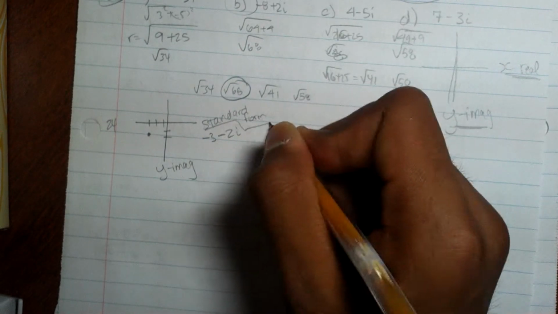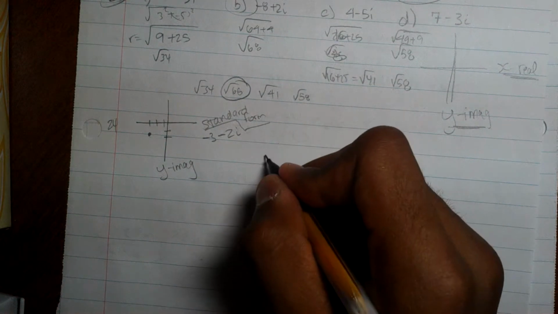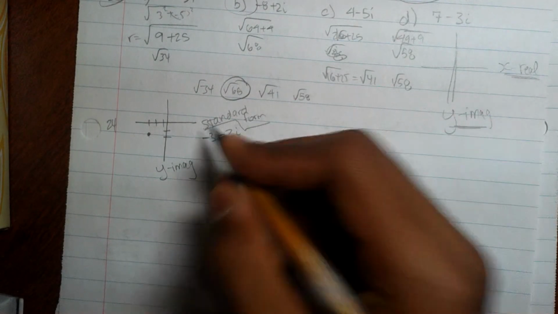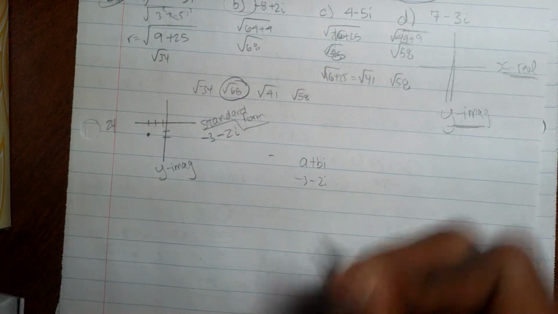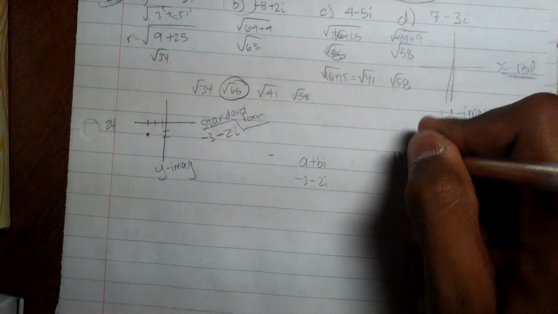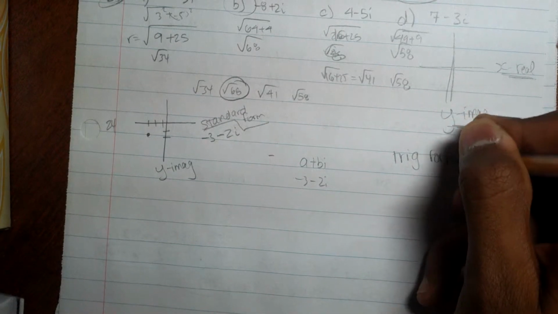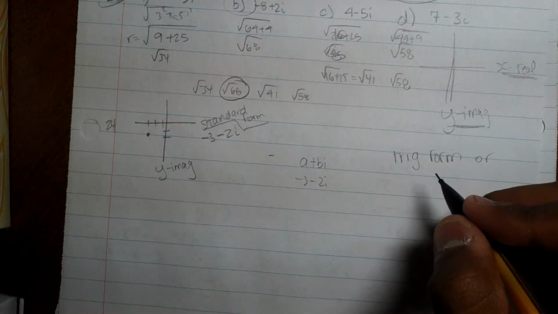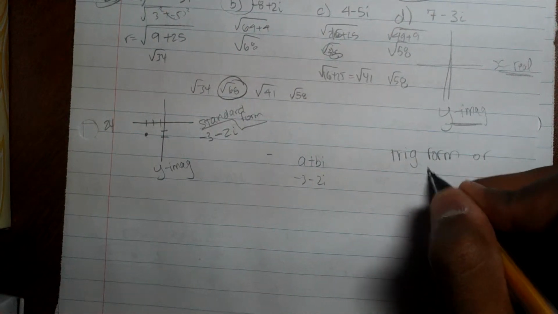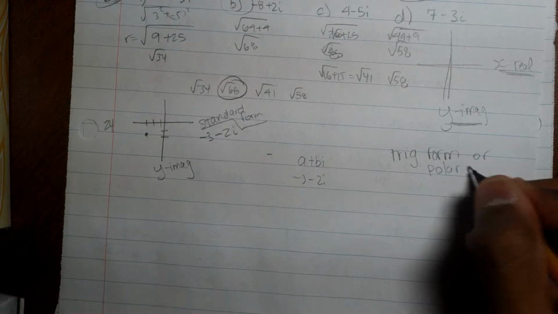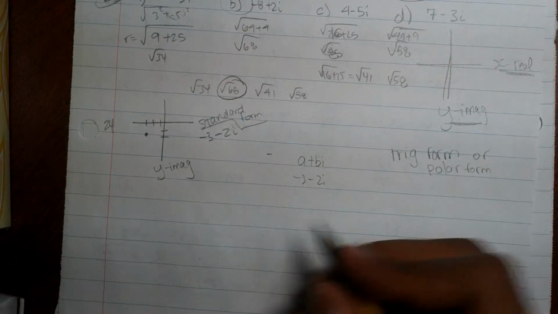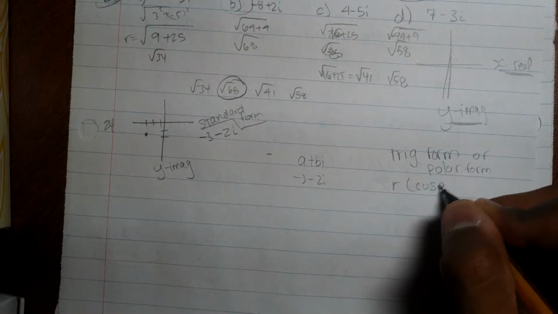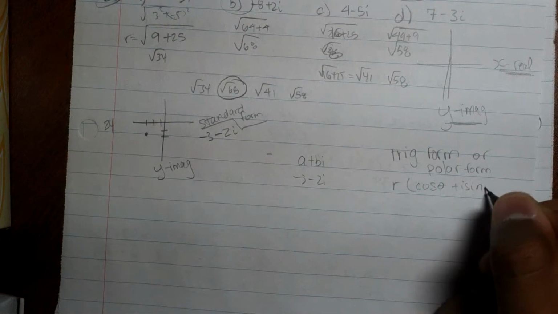Now, this is a little tricky, you have to understand. Standard form is when it's a plus bi. That's just like this one is -3 minus 2i as it's shown. And trigonometric form, or the polar form, is considered when it's r times cosine of theta plus i sine of theta.